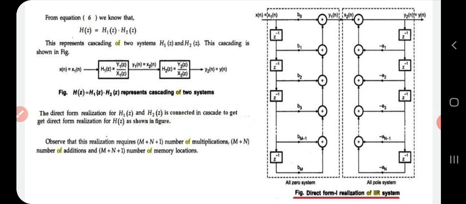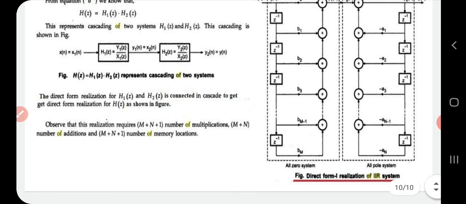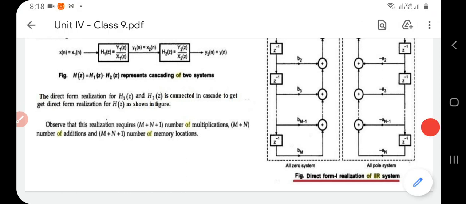Now this particular structure requires m plus n plus 1 multiplications, m plus n additions, and m plus n plus 1 memory locations. That's all about direct form 1 realization. This is exactly the same as class 8, but if it is asked as an essay question, you have to write from class 9. Now direct form 2 realization we will learn in the next class. Okay, thank you.